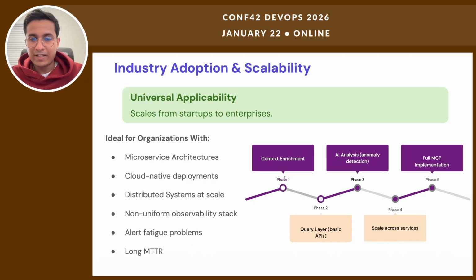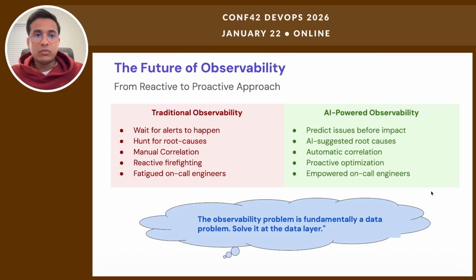So phase one, as I said, is context enrichment, which is the key part. Then the query layer, which is phase two, the basic APIs that you have, and then AI analysis, the anomaly detection layer, then scale across services, and then do a full MCP implementation. Till phase four, a lot of folks have an understanding of how things work, and we can move fast even before getting into the complexity of the full MCP implementation.